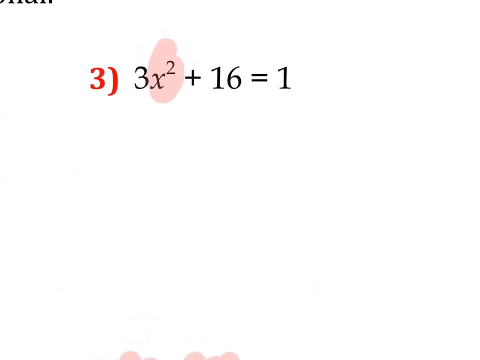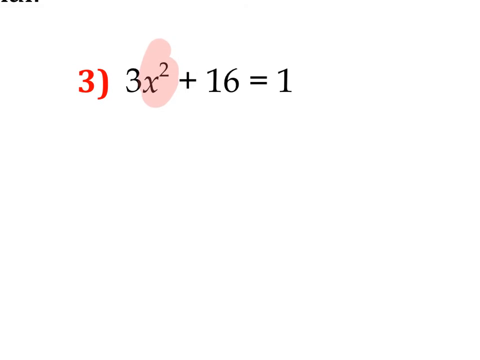All right, number 3. 3x squared plus 16 equals 1. First and foremost, let's get rid of that 16. So we'll subtract that to the other side and get -15 over there. Then we'll divide out the 3. So x squared equals -5.